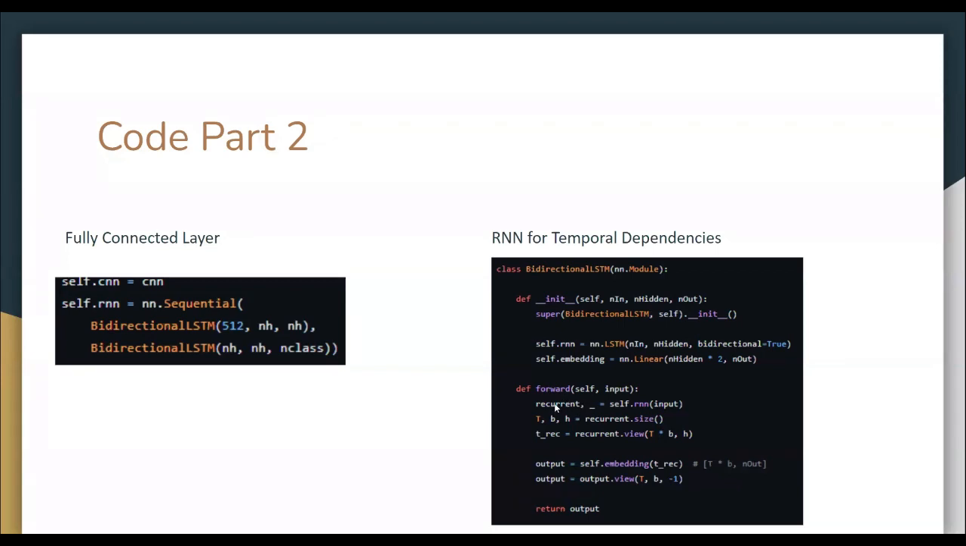And this is passing input through the LSTM layer. This is getting the size of the LSTM output. We're reshaping the LSTM output to a 2D tensor, passing the reshaped output through the linear layer and reshaping output back to the original dimension.